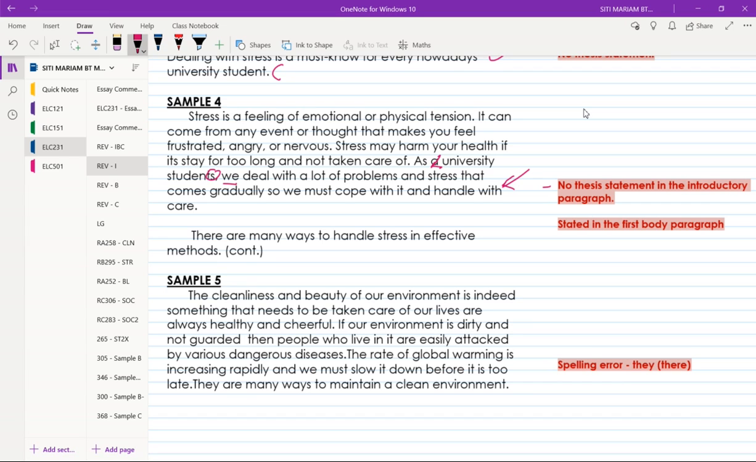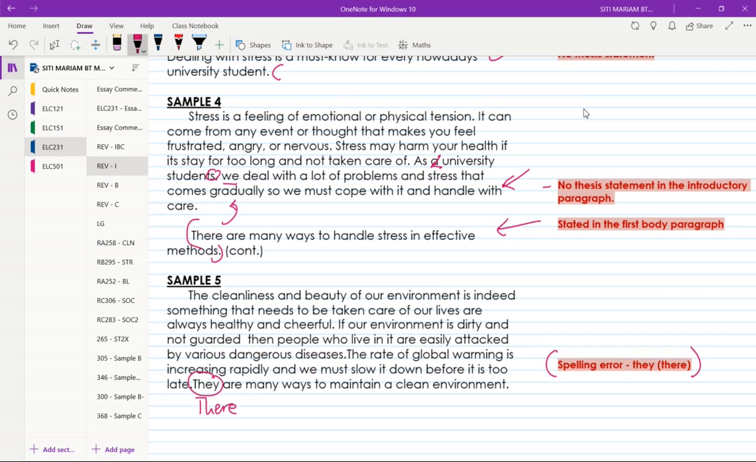What happened is that the thesis statement is stated in the first body paragraph. There are many ways to handle stress in effective method. So again, this should be here, the last sentence of the introductory paragraph. Okay, and sample 5, the problem here is actually the spelling. Okay, they. It should be there.